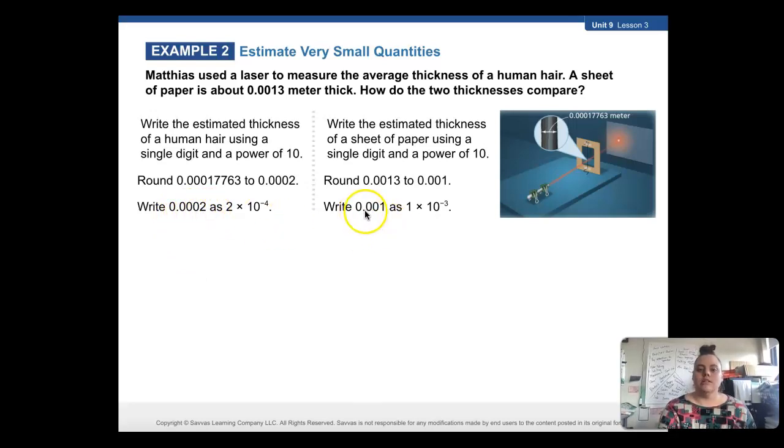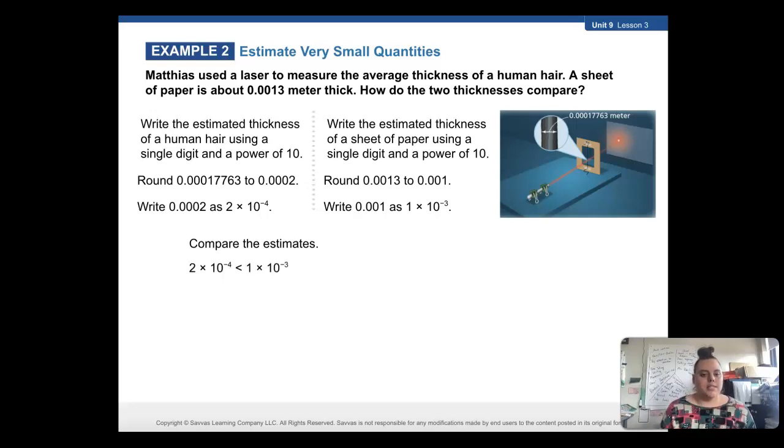And 0.001, here's my decimal. To get behind the 1, I have to go 1, 2, 3, so 10 to the negative 3 power. That negative exponent tells me that this is a small number. Now, flip your notes over, and we'll compare the estimates.